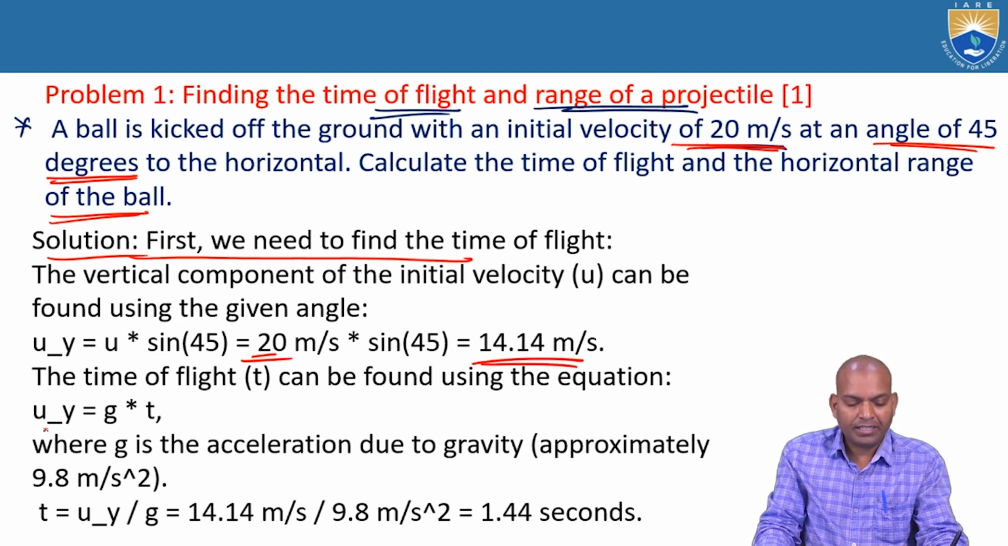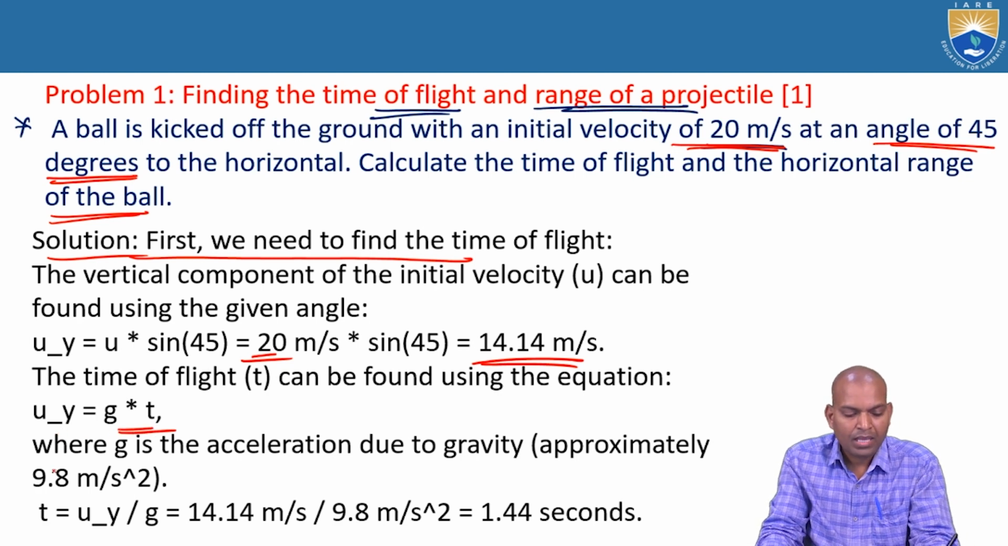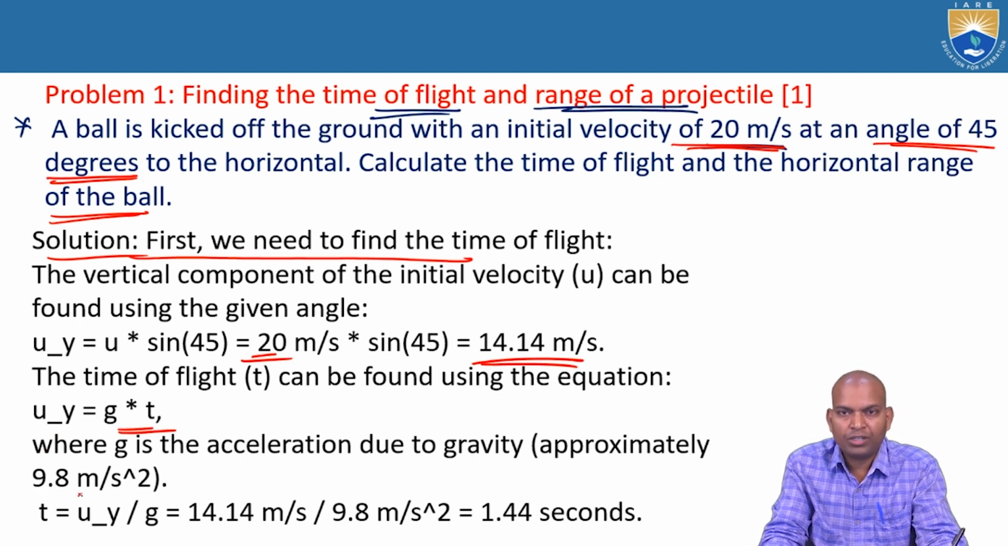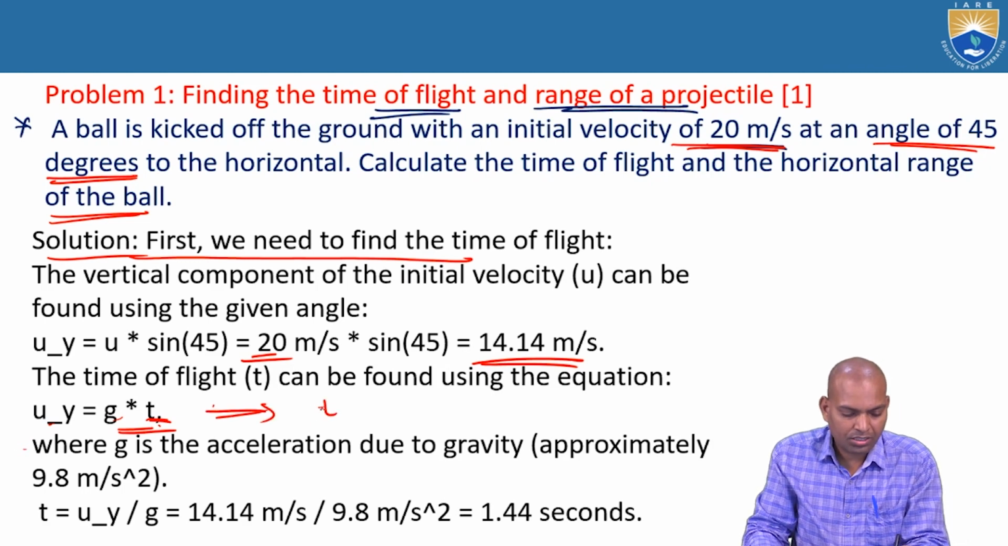So the time of flight can be found using the equation uy equal to g times t, where g is 9.8 meter per second squared. So the time t equal to uy by g.